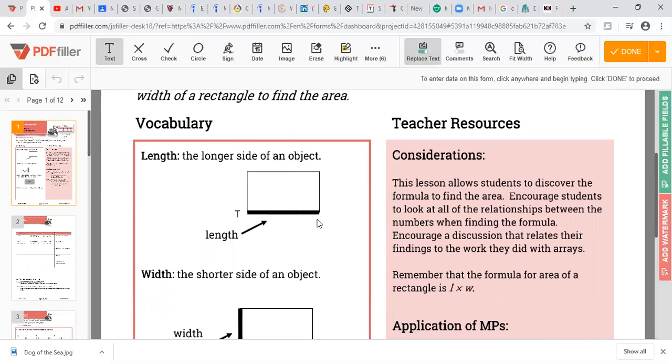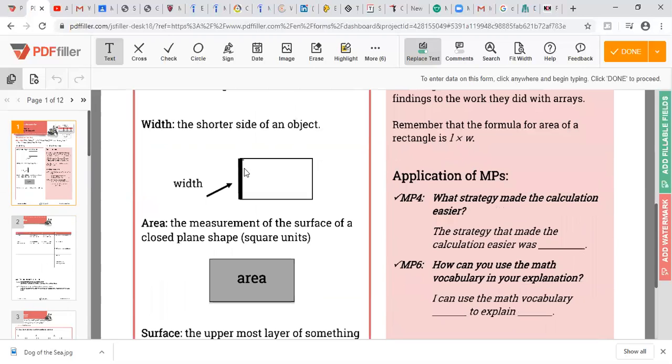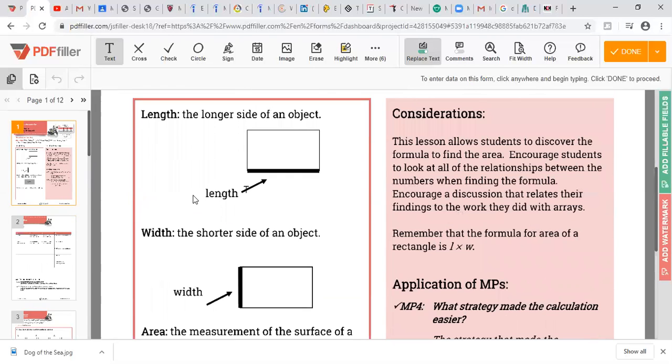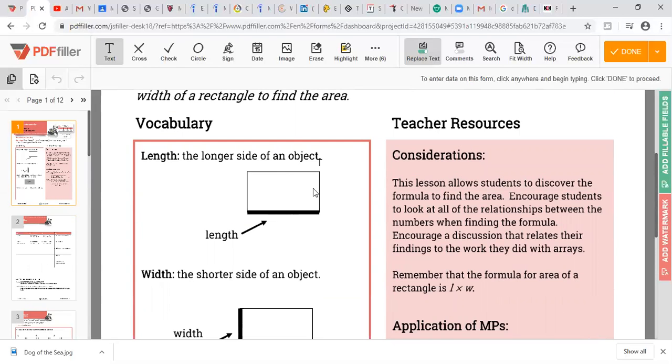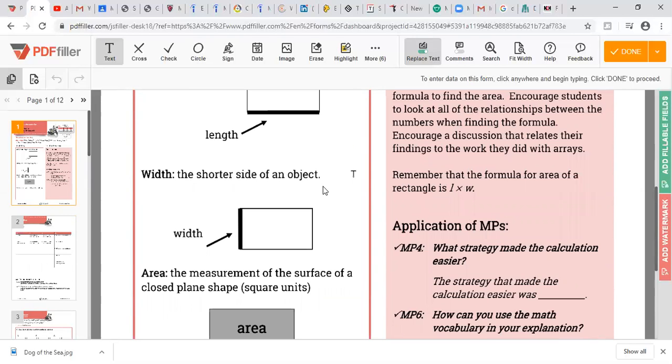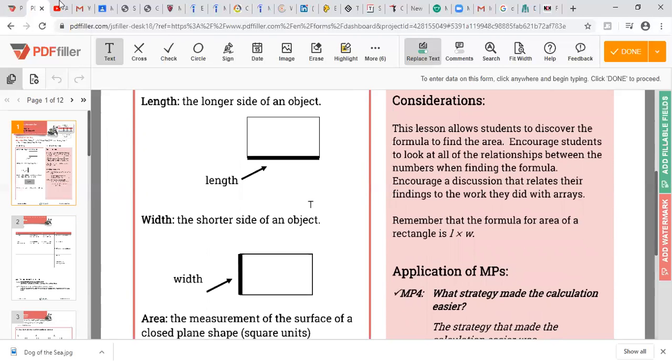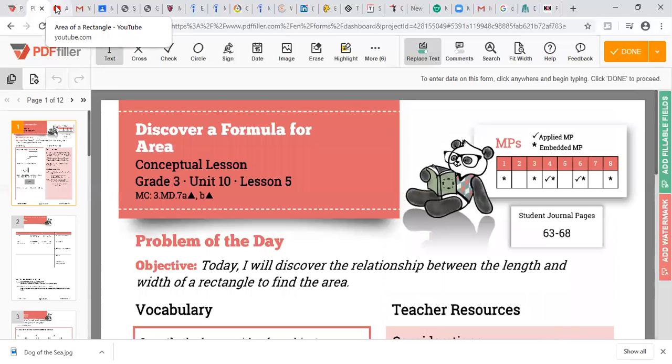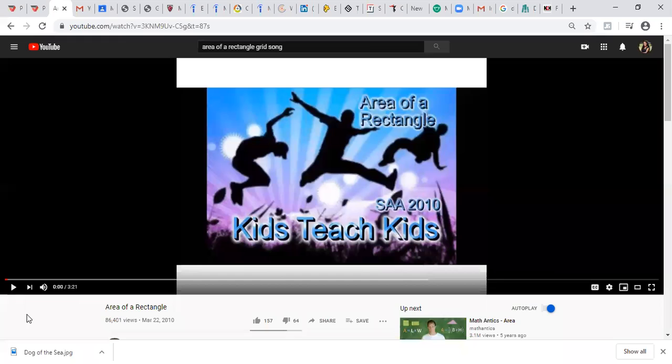We're going to be using length. We'll also be using width, okay? The length is the longer side of an object, and the width is the shorter side of an object. All right, and before we get into the lesson, there is a quick, fun video that I wanted to show. Again, this helps our understanding of exactly what area is.